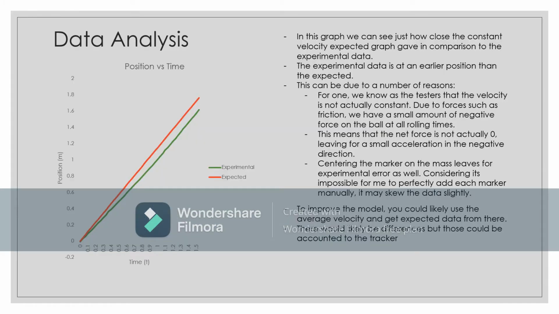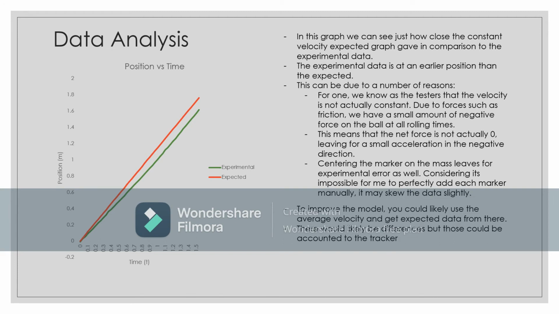In the data analysis, you see that the experimental versus expected is a little bit different. The expected was gotten by multiplying the average velocity by each time interval. So after every 0.033 seconds, it was multiplied by the 1.148 velocity. So you get a very linear line, which is again to be expected, and you have the experimental line. You might be wondering why there is a little bit of difference. There's a number of reasons.